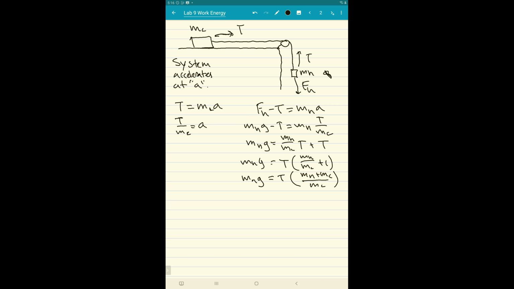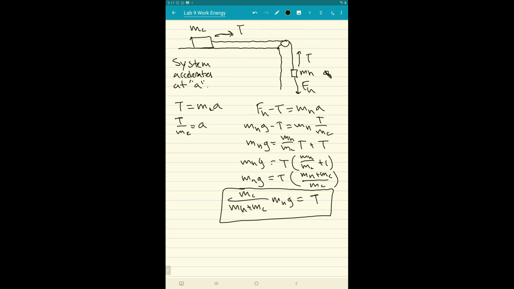And then I would multiply it over to the other side. Let's write it in two steps at least. I'd get mc over mh plus mc times mhg is equal to T. Okay? And that would be my expression for T right there.